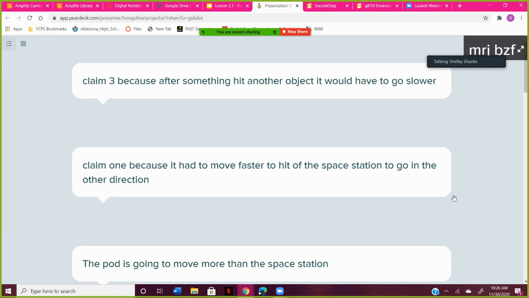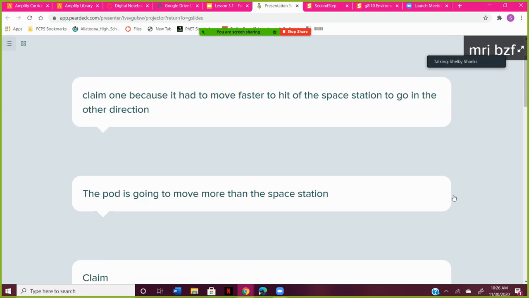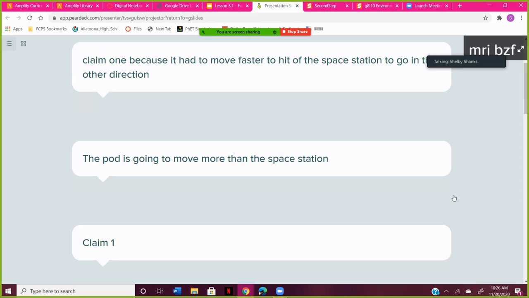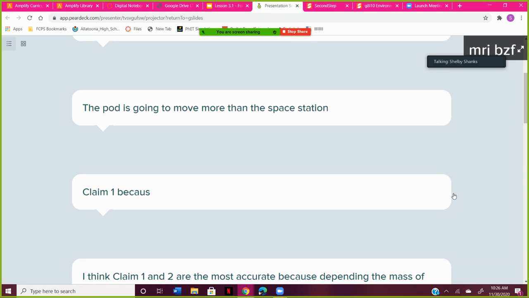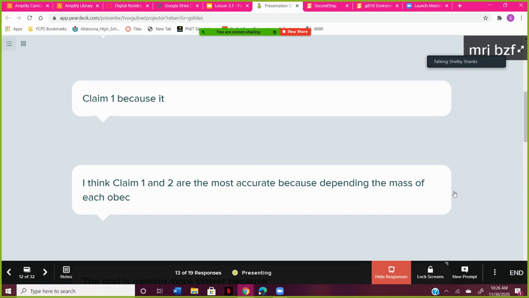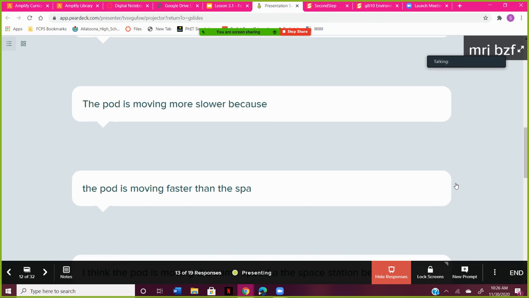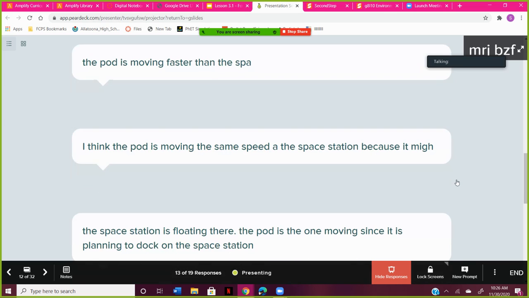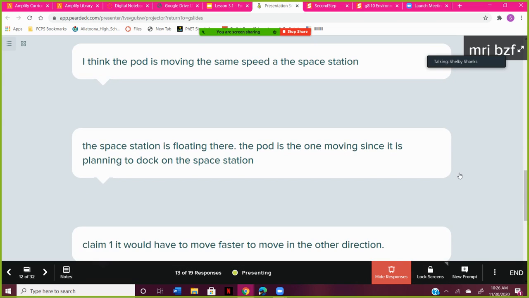Right, so claim 3, because if something hits another object, it would have to go slower. Claim 1, because it would have to move faster to hit the space station to go in the other direction. Somebody just says the pod's going to move more, or I guess you mean faster than the space station? Maybe it's moving at the same speed.